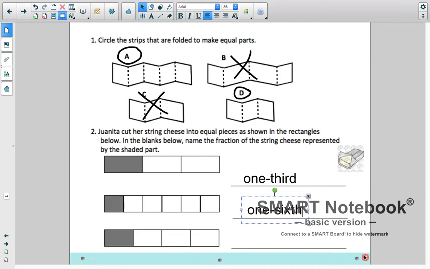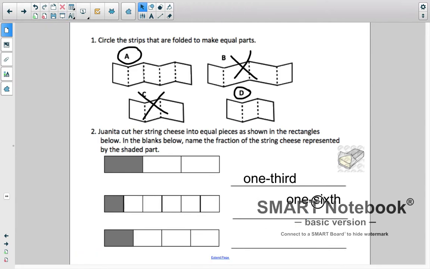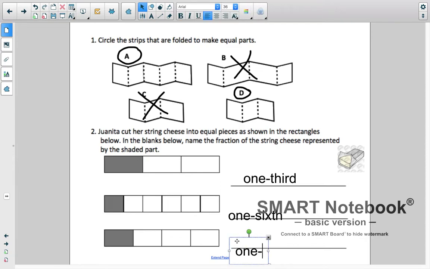All right, let's look at the last one. Let's move this over so you can see it better. Put it right there. All right, let's look at this one. How many pieces are shaded? 1. And how many equal pieces are there altogether? 1, 2, 3, 4. So the fraction would be 1/4. Good.